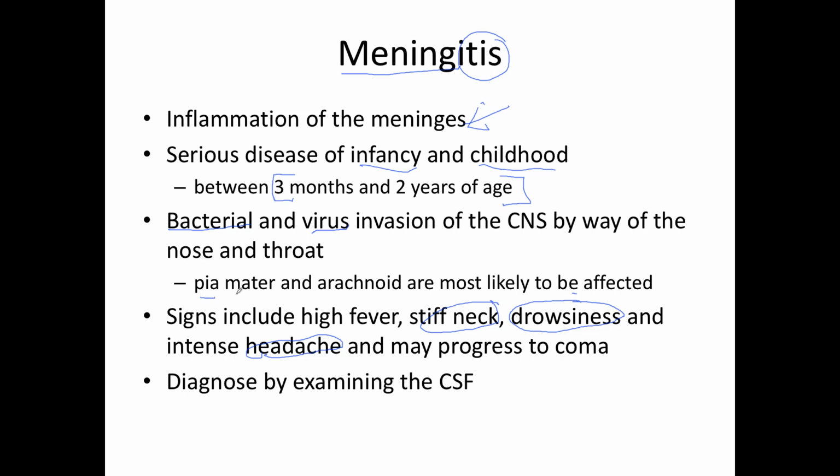So the pia mater and the arachnoid mater are the most likely to be affected, and that's simply because those are soft tissues as opposed to the dura mater, which is a very tough connective tissue. So you diagnose this by examining the CSF, because if there are viruses or bacteria present, they'll also be in the cerebrospinal fluid, and they may even change the color of the cerebrospinal fluid.